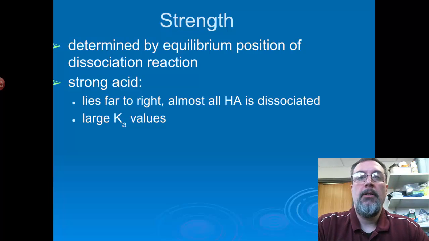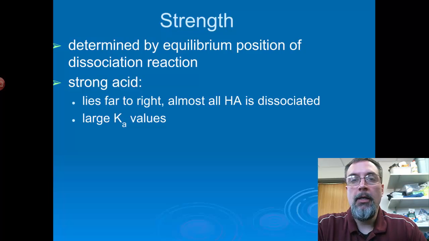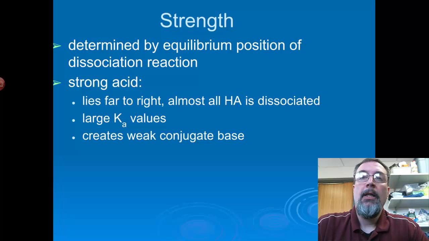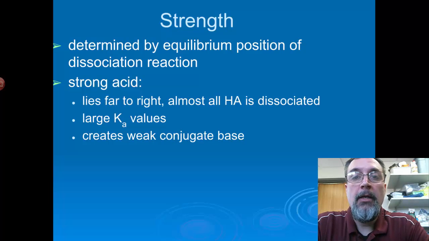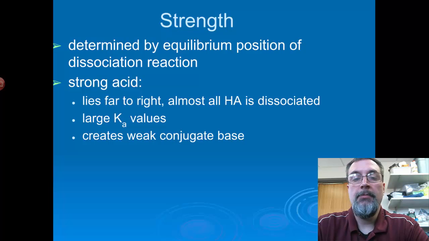And since our Ka value is product concentration over reactant concentration, and all of our acid is essentially turning into products, then our value for Ka should be very high, should be very large. So strong acids have very large Ka values. The conjugate base that's created, so the conjugate base is what's left of the acid after it gives up its proton, is going to be very weak, because if a strong acid is really willing to give up a proton, then what's left when it's done isn't really willing to take the proton back. So it's a weak conjugate base. So strong acids produce weak conjugate bases, and they have very large Ka values.